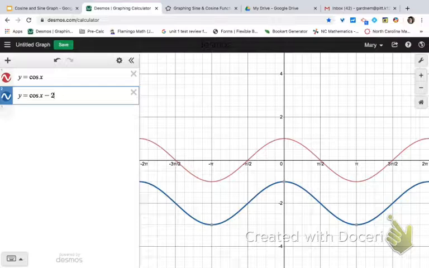In this math class, we're simply going to focus on moving up and down. We are not going to focus on moving left and right. That is called a phase shift, and that is required in pre-calculus. So there's a little something for you to look forward to.